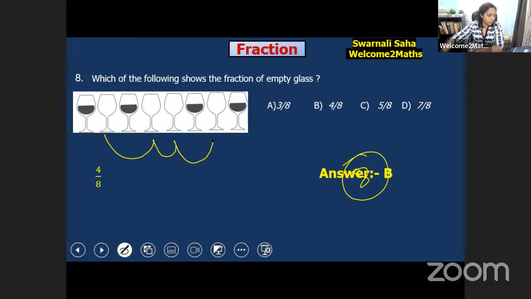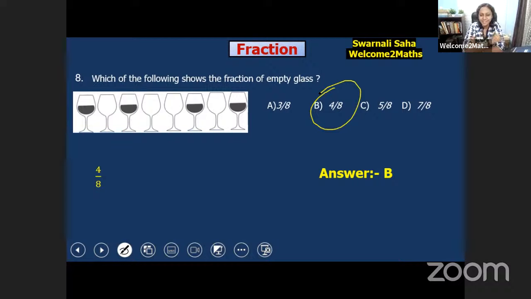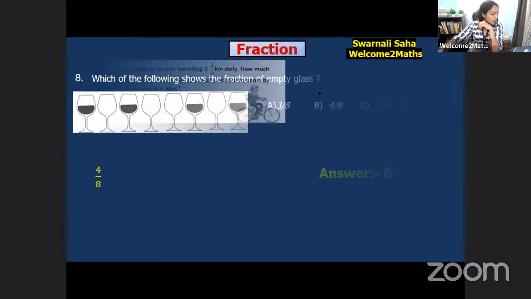Very good. It is 4 by 8. Answer B. B is the answer. Here you can see that there are 4 options and B is the right one. 4 by 8, very good. So now let's move on. Let's solve one more question. Very good. So many answers I got. 4 by 8, very nice. Great job, dear children. So let's move on.